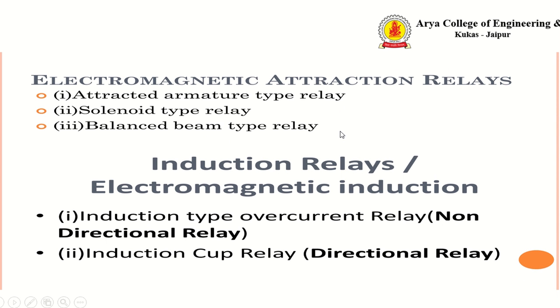Now, what are the types of relays? Electromagnetic attraction type relays are there, having attracted armature type construction, solenoid type relay construction, and balanced beam type relay construction. These are different types of arrangements, because some attraction type coils are designed which we generally study in physics concepts. Then there is the induction relay, or electromagnetic induction relay. The induction type overcurrent relay is a non-directional relay. The induction cup relay is a directional relay.